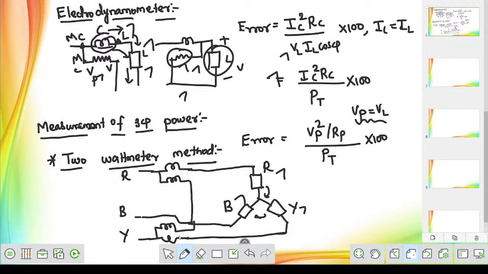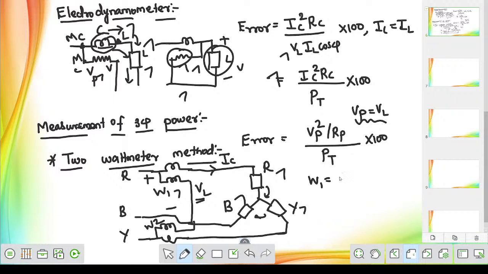Now after connecting like this, ultimately our responsibility is to measure the value of wattmeter 1 reading and wattmeter 2 reading. Now what is the formula to measure the value of wattmeter 1 reading, sir? The current coil of wattmeter 1 will give you the current, and the pressure coil of wattmeter 1 will give you the line voltage.